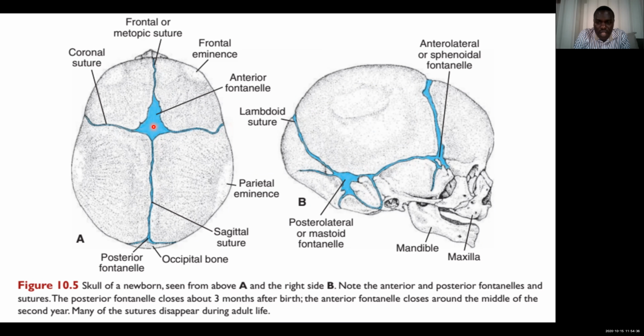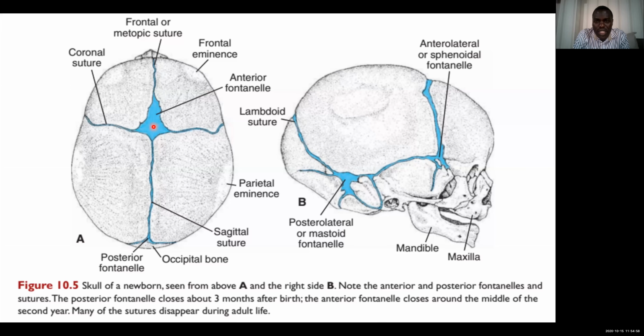This anterior fontanelle usually closes at 18 months. So it will be present up to 18 months. That's when it closes. You've most likely seen babies when they're breathing, and then you look at the top of their head, something dancing. That's the anterior fontanelle.